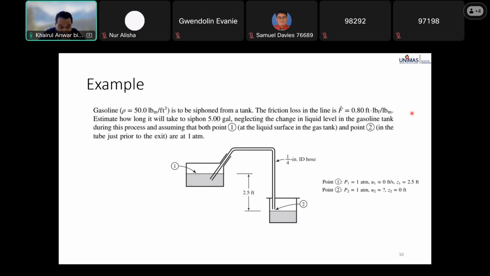Second example, gasoline. Rock equal to 50 pound mass over feet cube is to be siphoned from a tank. The friction loss in the line is equal to 0.5 pound force per pound mass. Estimate how long it will take to siphon 5 gallons. Neglecting the change in liquid level in the gasoline tank during this process.